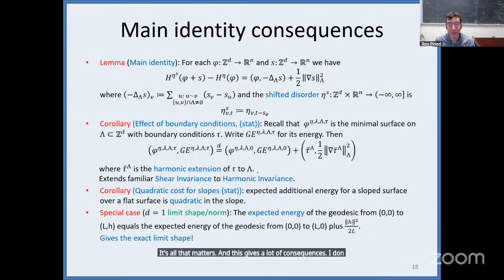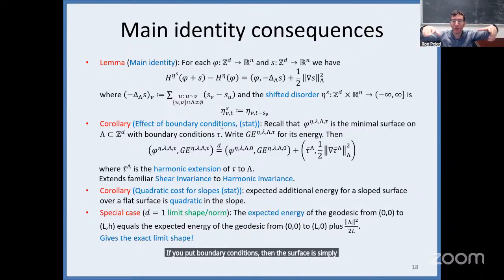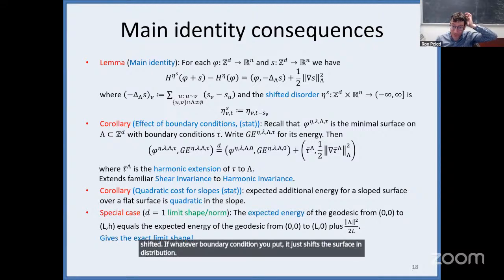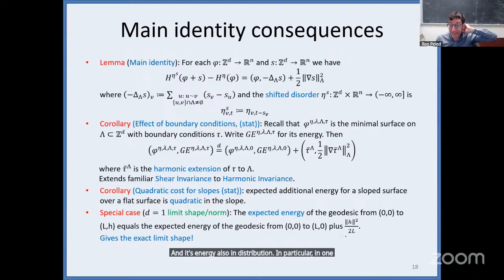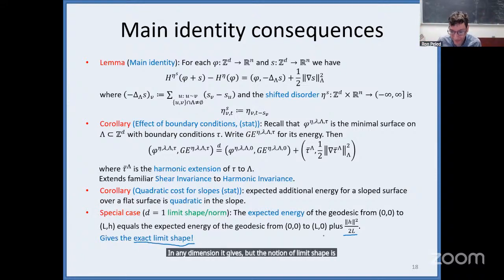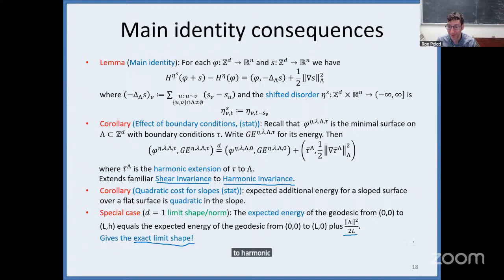I don't have time to explain them, but we understand exactly the effect of boundary conditions. We know if you put boundary conditions, then the surface is simply the surface with 0 boundary conditions shifted. Whatever boundary condition you put, it just shifts the surface in distribution and its energy also in distribution. In particular, in one dimension, it gives us a quadratic limit shape, the exact limit shape. In any dimension it gives, but the notion of limit shape is less clear in higher dimensions. It's even stronger than limit shape. So something we want to know for first passage percolation, we have for free here. It extends something called the shear invariance to harmonic invariance that we find.